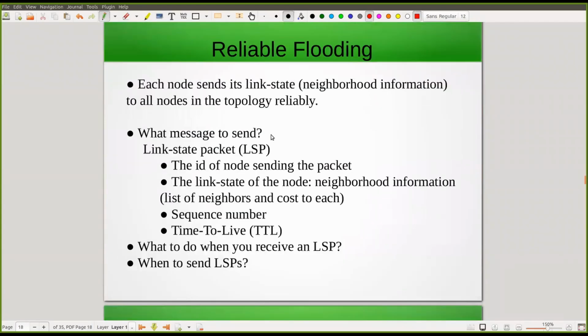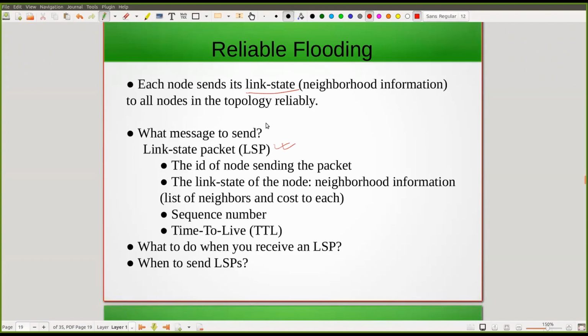See what I have told: each node is going to flood, or each node is going to send its own link state information. Now we have to understand what is there in the link state information, what message we have to send as part of this link state information. That is why we send a packet called a link state packet.